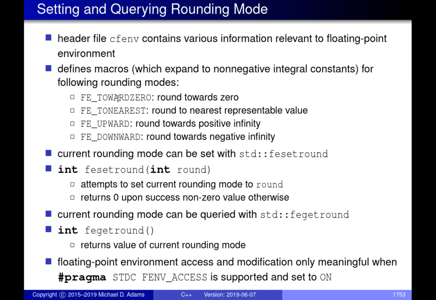So this corresponds to rounding towards 0. This is to nearest, which is how we normally do things by hand when we're computing things. Rounding upwards is like the ceiling, and rounding downwards is like the floor. And this returns an int because, at least in theory, it could fail. So when you're using this function, you want to make sure it succeeds. I honestly don't know the circumstance under which it would fail. I've never encountered that in practice, but because it could fail, you should at least check and make sure that it doesn't.